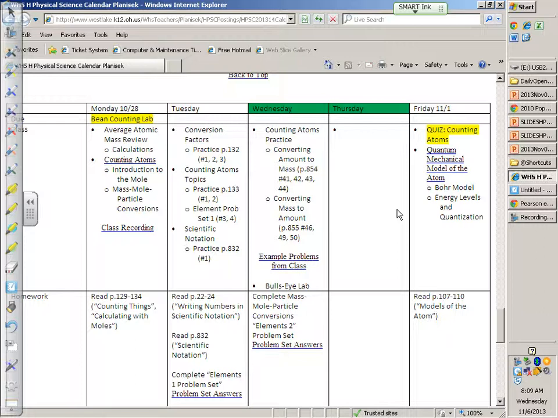So the remaining section of this unit, about the next week and a half, deals a lot with electrons because they don't contribute much to the mass of the atom, but they do contribute a lot to the behavior of the atom. And so that's what we're going to get into, starting, we started Friday.